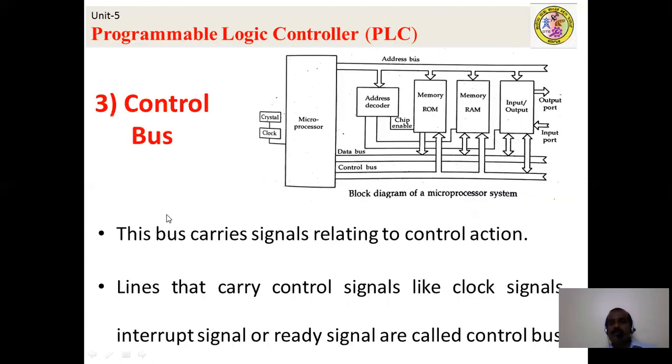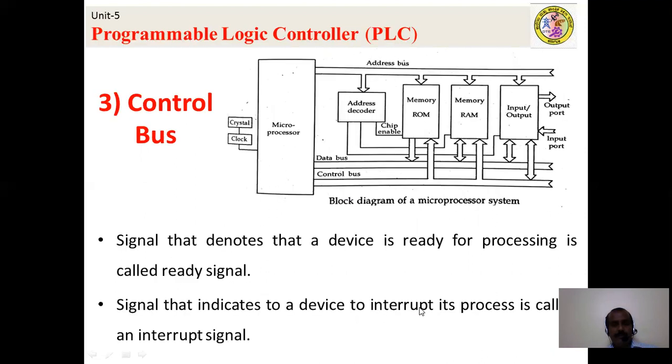Control bus. This bus carries signals relating to the control action. The lines which carry control signals like clock signals, interrupt signals, or ready signals are called the control bus. Signals that denote that a device is ready for processing are called ready signals. A signal that indicates to a device to interrupt its process is called an interrupt signal.